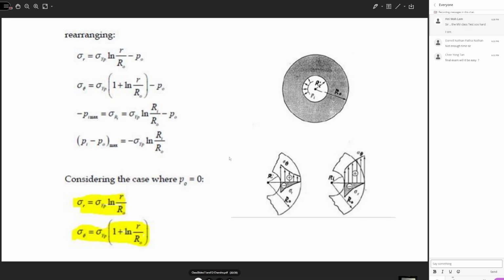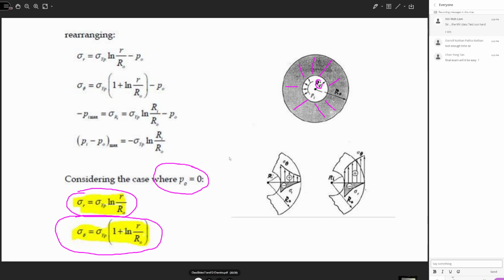So this is how you can see the entire thick wall cylinder is under plastic condition. When the outer pressure is zero, the atmospheric pressure is considered as zero, because it's uniformly acting on the entire surface of the cylinder. Therefore, the radial stress can be written like this, and the tangential stress can be written like this.